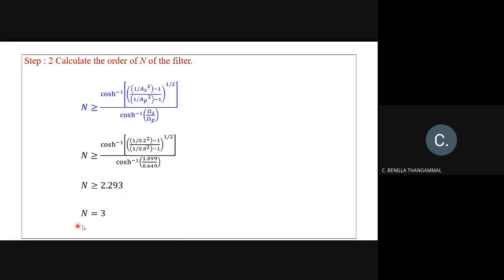So your n is equal to the largest integer. Step 3 is to calculate omega c, which is equal to your omega p in your Chebyshev filter. And step 4 is to determine the normalized transfer function of the analog filter.